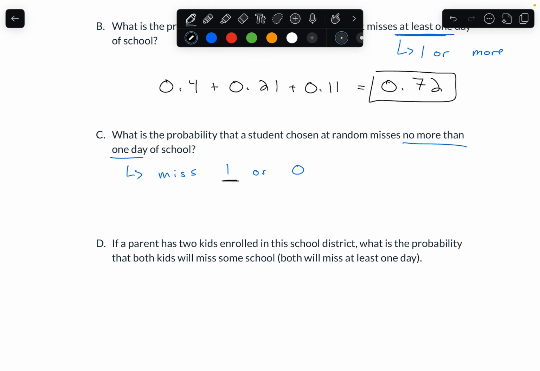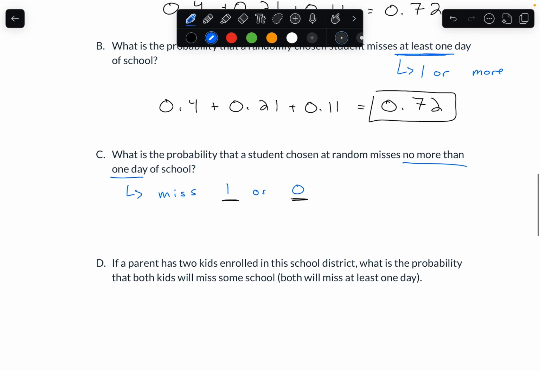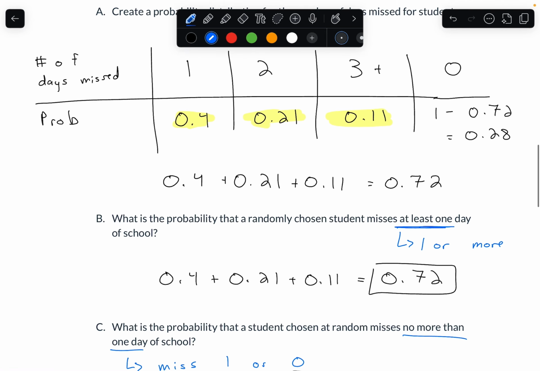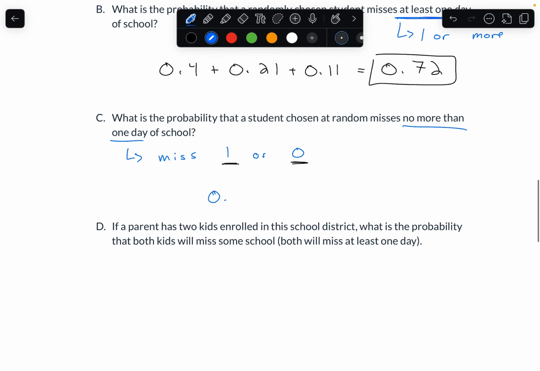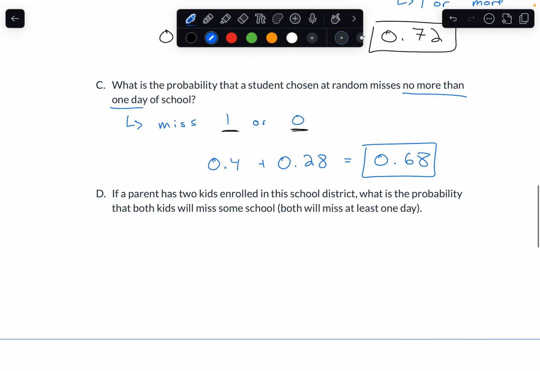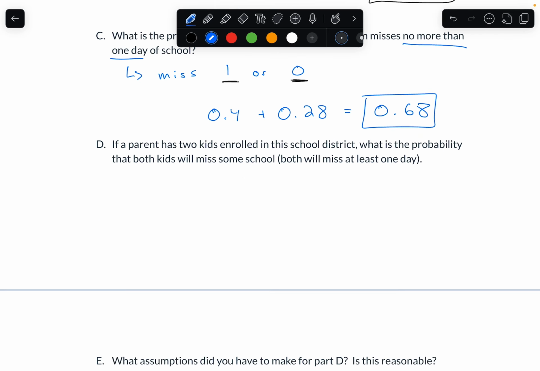So probability that I miss 1 day of school or 0 days of school. And again, these are mutually exclusive events, meaning that there's no overlap between the two. So I'm just going to add these two together. I'm going to add 0.4 plus 0.28, the probability that I miss 1 day and the probability that I miss 0 days. So 0.4 plus 0.28 gives me 0.68. There is my probability.